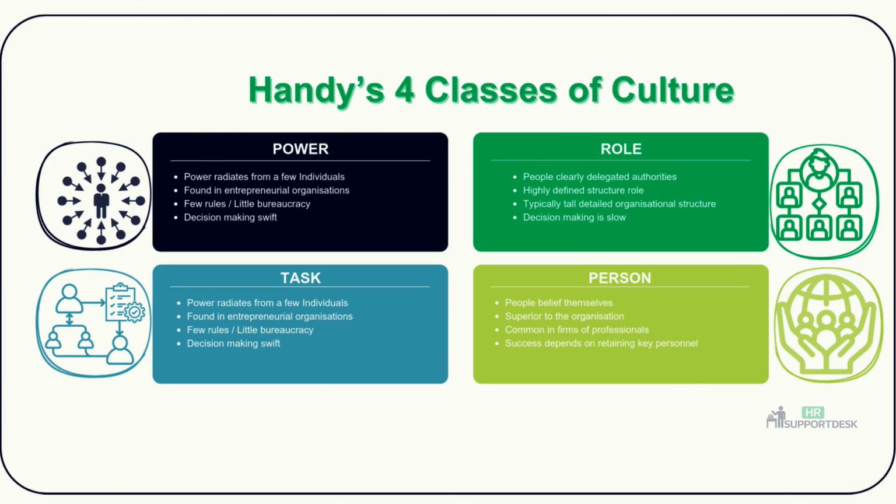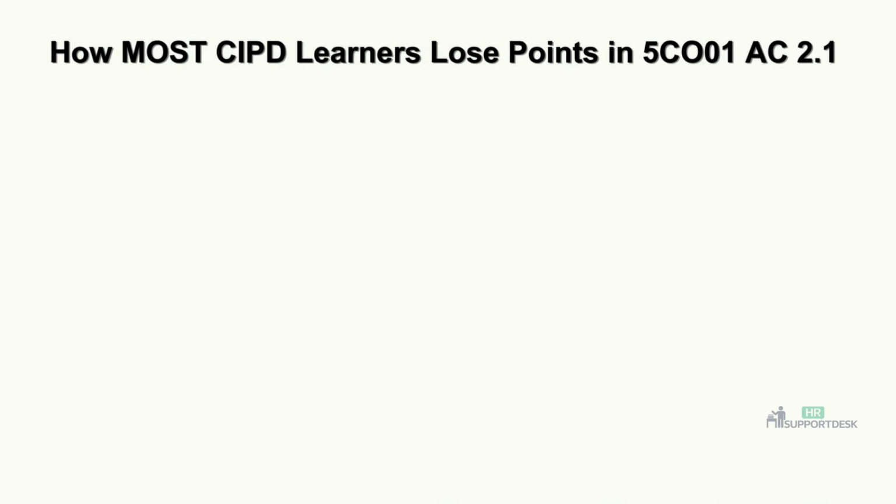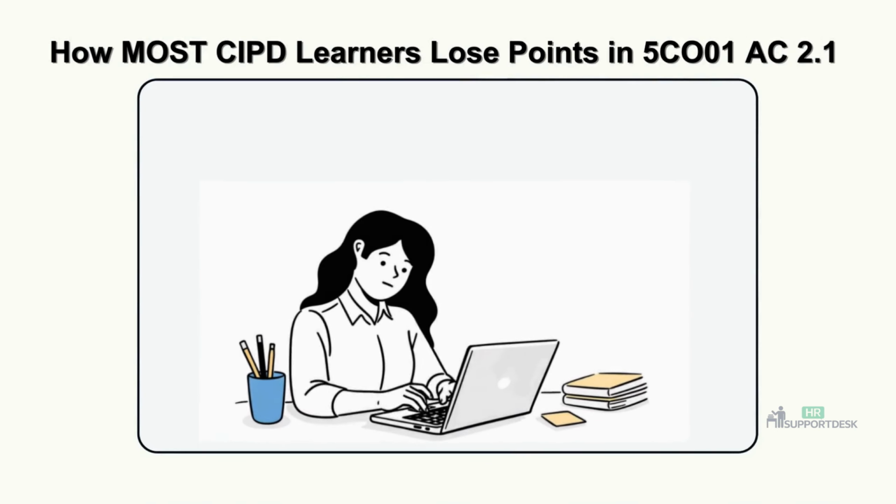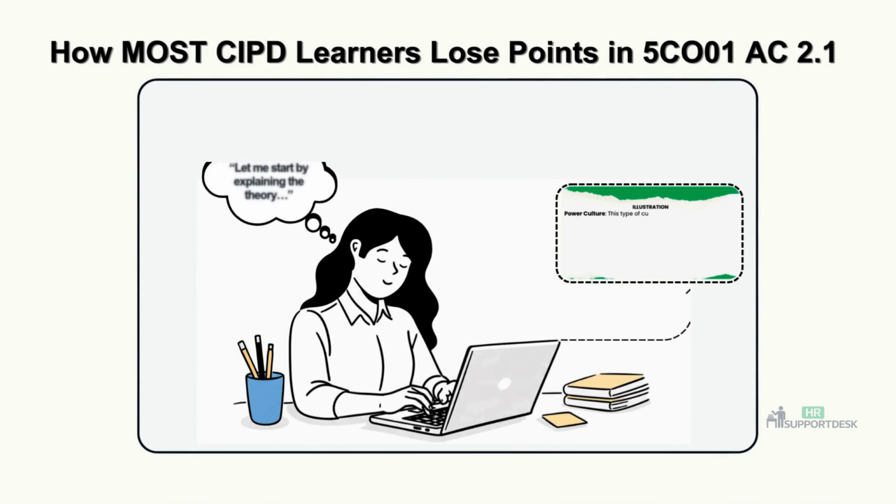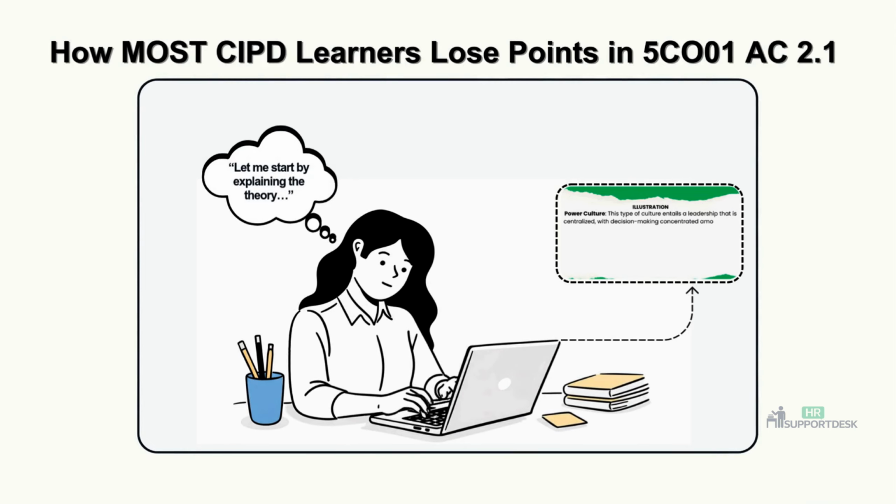Let's take a beat at this point. Before we proceed, note that many learners lose points in this section because they choose a descriptive approach. Take an example of this illustration of how most CIPD learners often present their answer. By breaking the theory into sections, the learner proceeded to explain it, giving relatable examples from Calmere House.